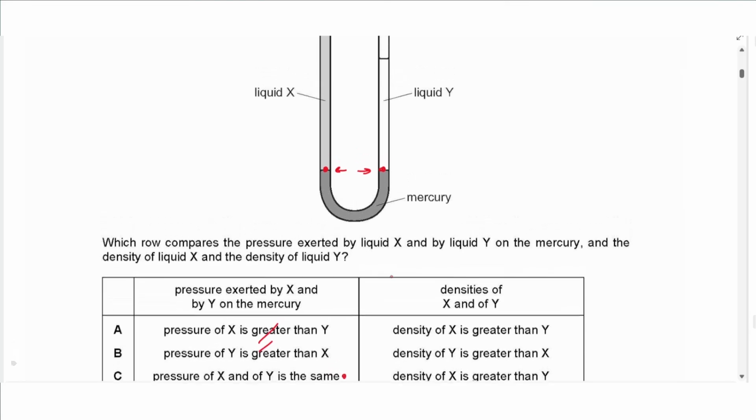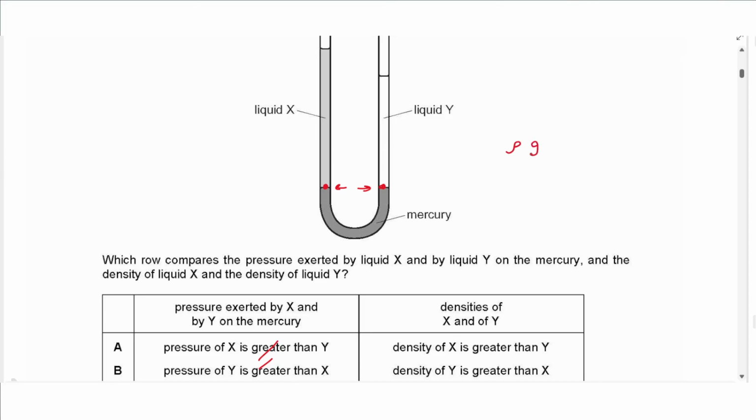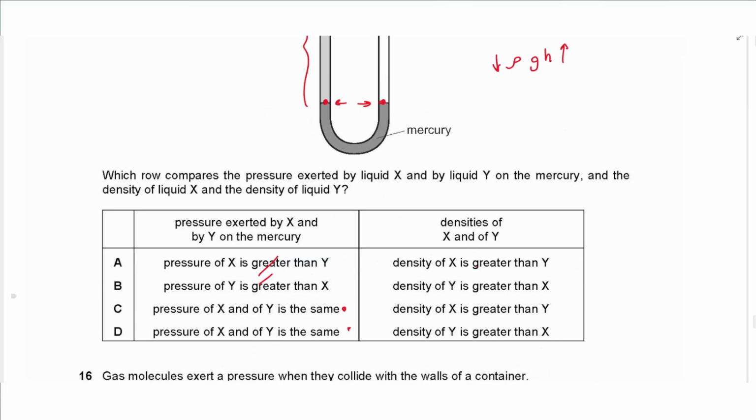And for the densities, pressure is equal to rho g h. So the greater the height, the lower the density for the same pressure. So liquid X has a greater height, which means it has a lower density. So density of X is greater than Y, or Y greater than X? So Y greater than X. And the correct choice here is D.